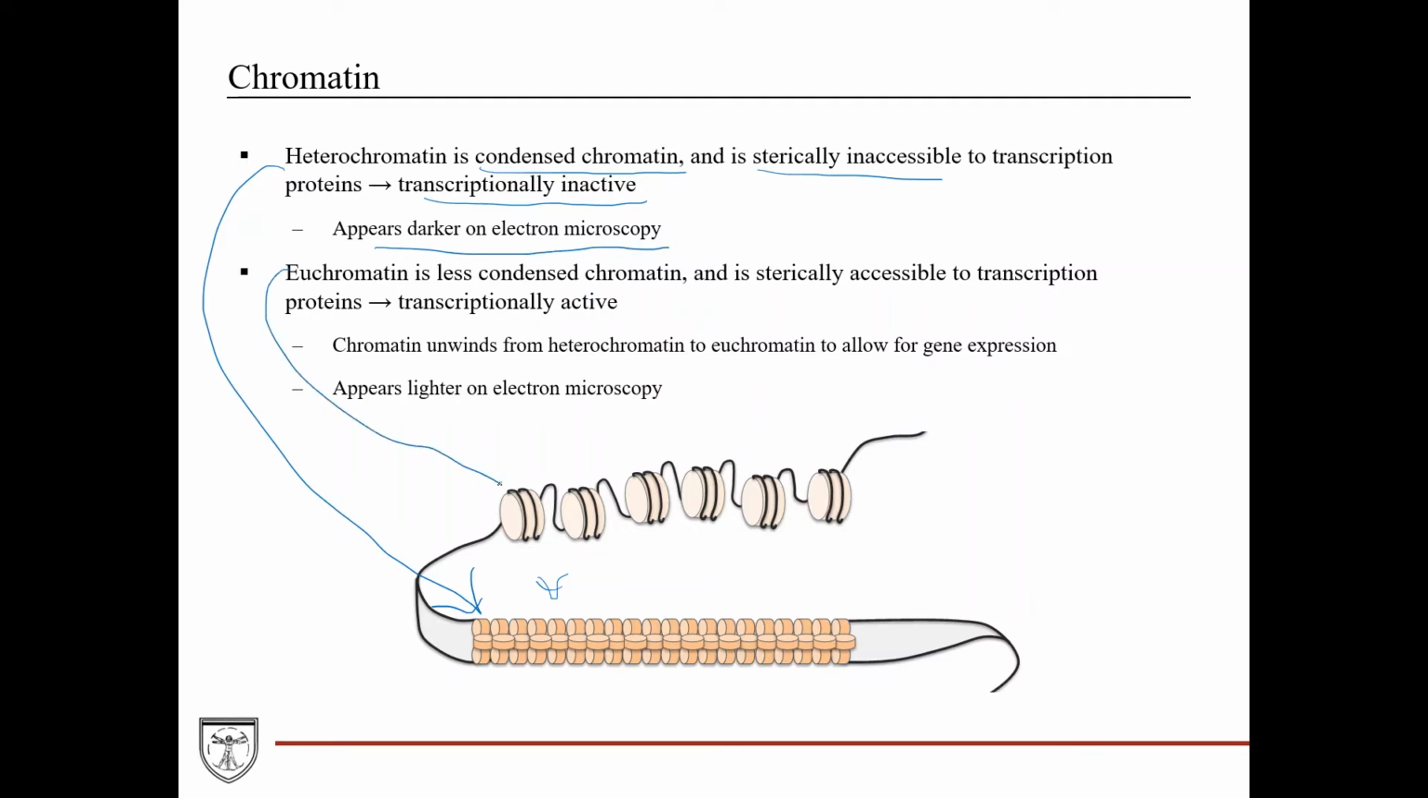Euchromatin, on the other hand, is best represented by this structure here. It's much less condensed. It's sterically accessible to both transcription proteins or DNA replication proteins. Hence, you would call it transcriptionally active. And so what happens is that chromatin actually can unwind from heterochromatin to euchromatin like this, and that allows for gene expression. So this is a way of regulating gene expression. That's how you want to think about this. So not only does chromatin help with packing DNA in so it can fit in the nucleus, it also helps with gene expression and turning genes on and off. And since euchromatin is much less condensed, it appears lighter on electron microscopy.